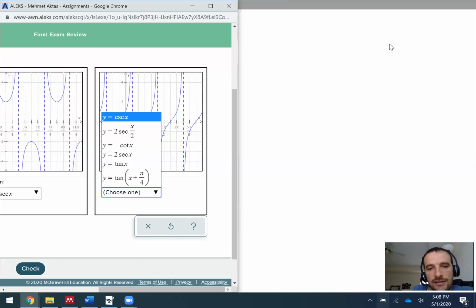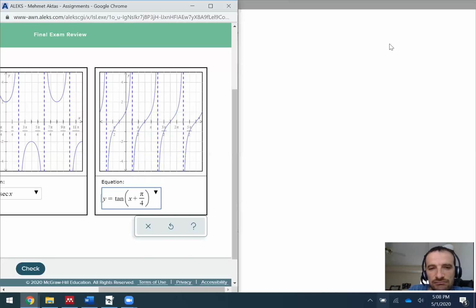Okay, let's look at the last option. Tangent of x plus pi over 4. If you plug in x is equal to 0, we will get tangent pi over 4, which is sine pi over 4 over cosine pi over 4. Sine pi over 4 and cosine pi over 4 are equal to 1 over root 2, right? They are equal to each other, so it gives 1. That's why the answer should be this one.